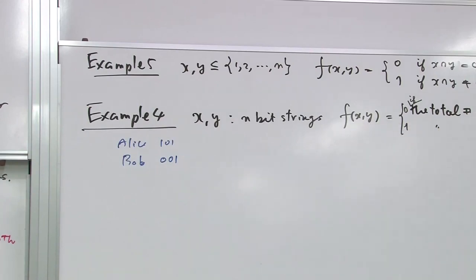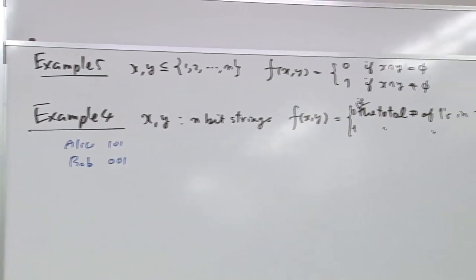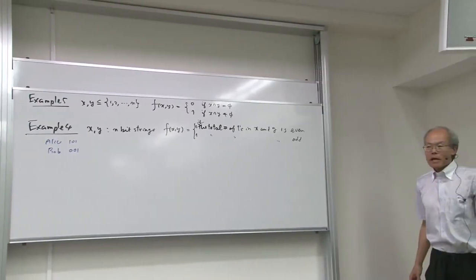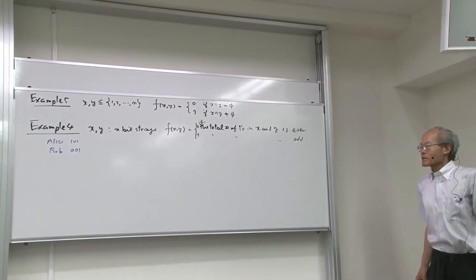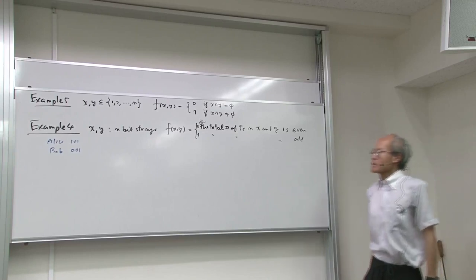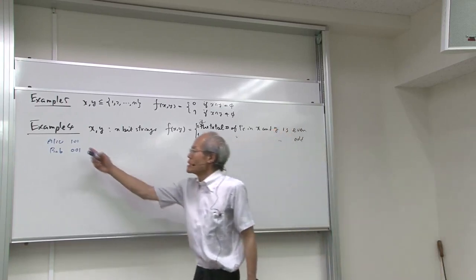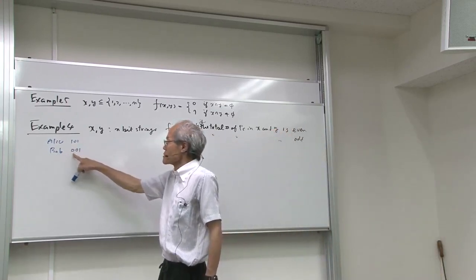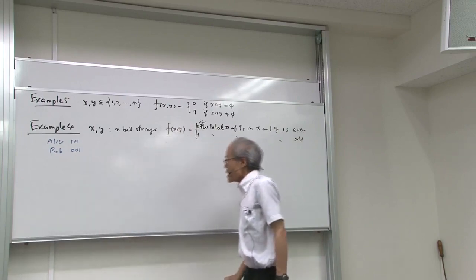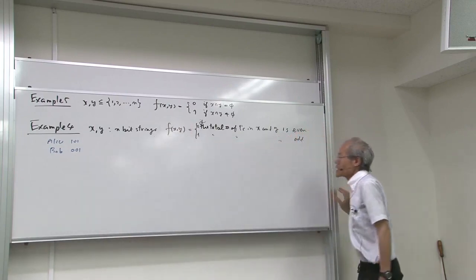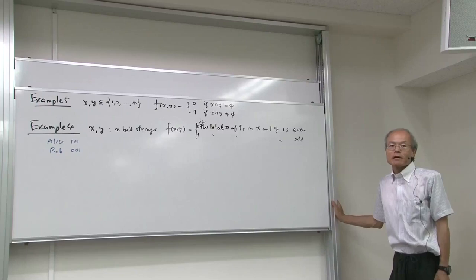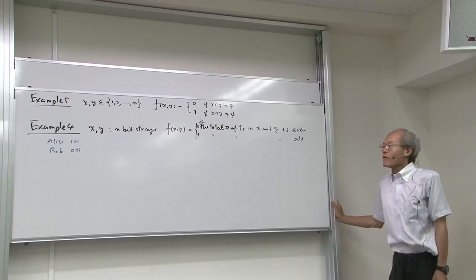So Alice and Bob have n-bit strings. For example, Alice has this 3-bit string, 101, and Bob has this 3-bit string, 001. The function f is just parity. Function f is just the parity of both strings.